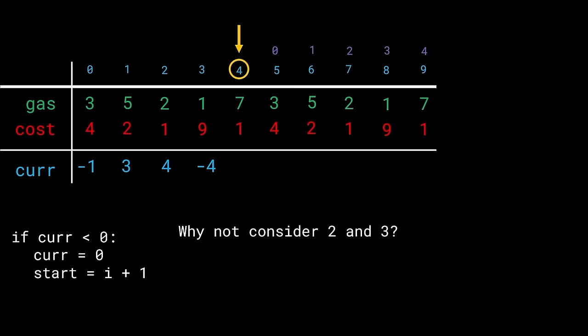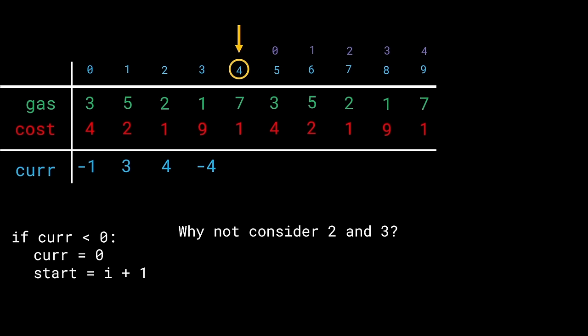So now the question is, well, why don't we want to consider the indexes 2 and 3? What's wrong with them? Why not consider both of them? Right? And so this is where the optimization comes into play. This is the most important part, right? We don't want to go back. Otherwise, it'll just become like we're going to start from every single index and that'll become n squared.